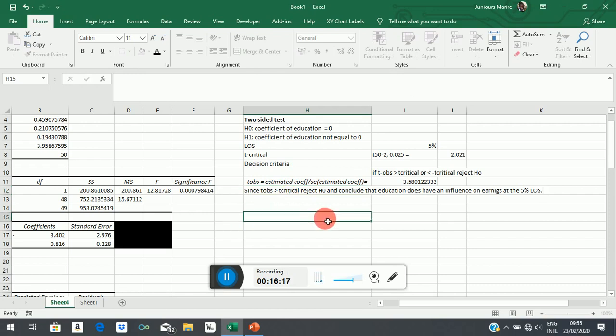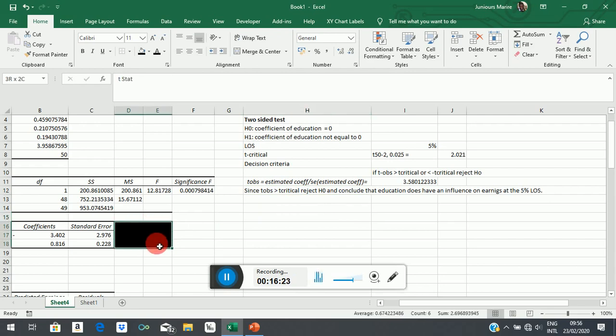Okay, so you have confirmed that education really has an effect on the level of earnings, because you had said education has no effect at all, but now you are rejecting this claim that education has no effect because the evidence you found from the test says that it has an effect.